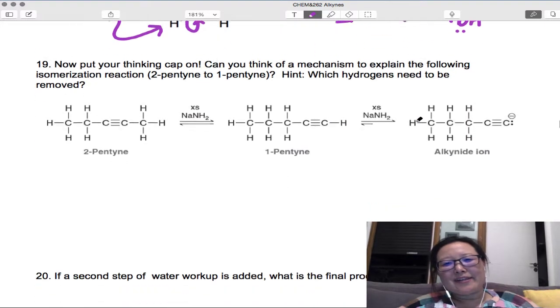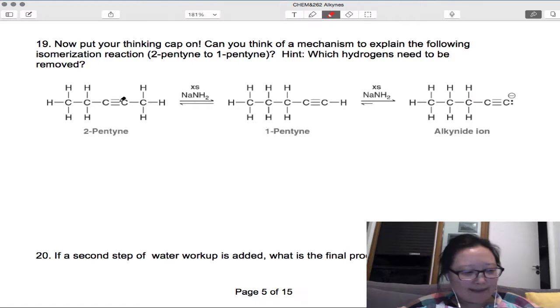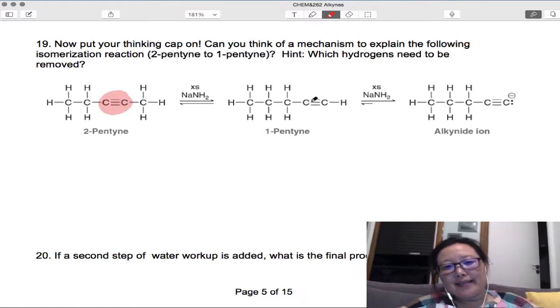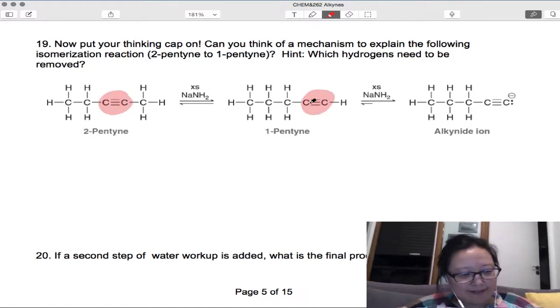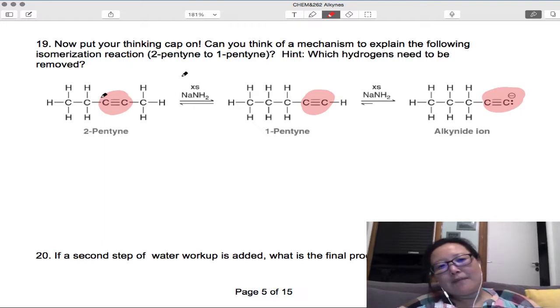Okay, so now here's a critical thinking question. Look at what's going on in this following sequence. We have 2-pentyne, and it's isomerizing into a terminal alkyne. What? And then another equivalent, and we get the alkynide ion. So let's figure out what's going on here. Can you guys think of a mechanism, a way to push the electrons to get from here to here? I think you're pretty familiar with how we do that. We just did that. So go ahead and give that a try. See if you can do it without looking at the answer.